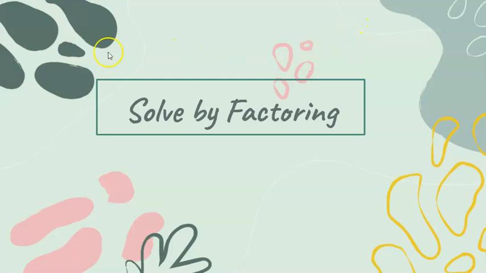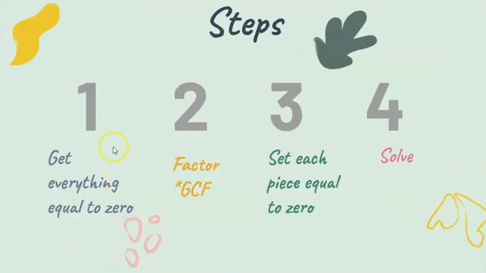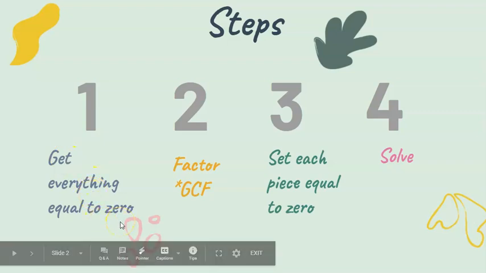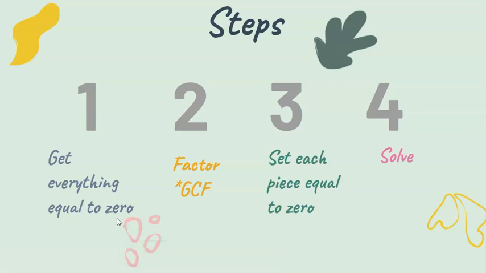Hey guys, this lesson is on solving polynomials by factoring. Now our steps are, the first one is going to be get everything equal to 0. So any variables, numbers that you have, you want on one side of the equals mark and 0 on the other. And preferably you want to put it in standard form there.